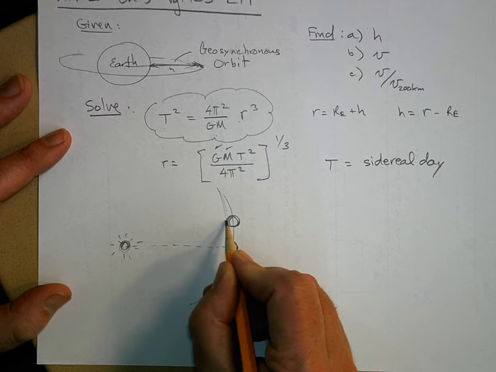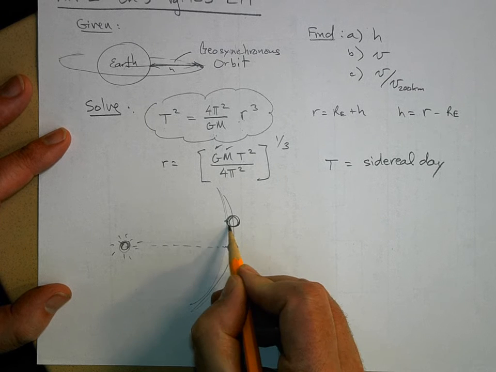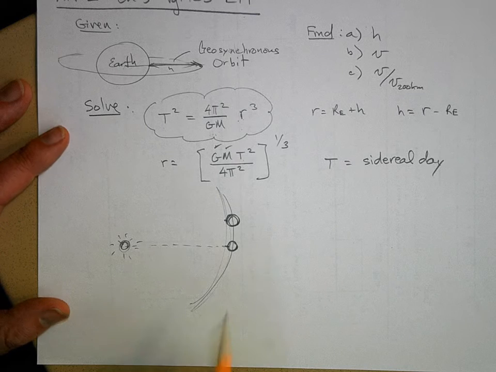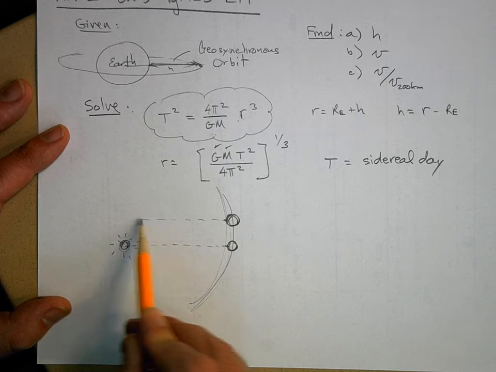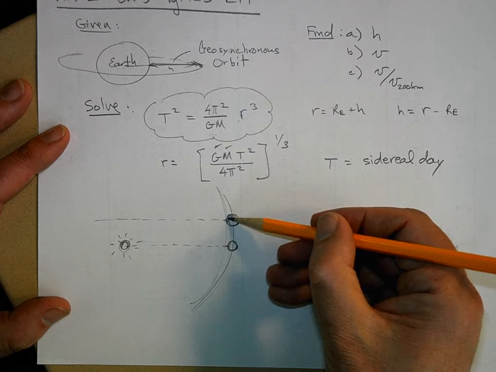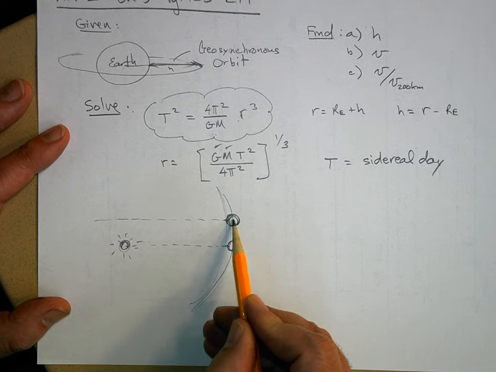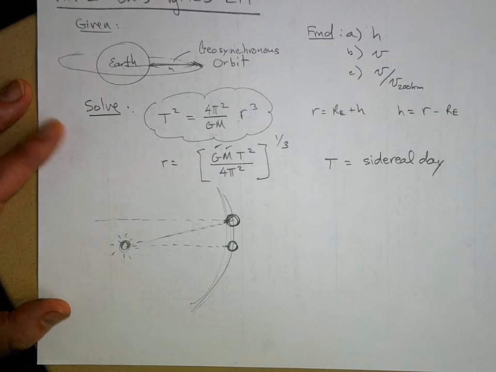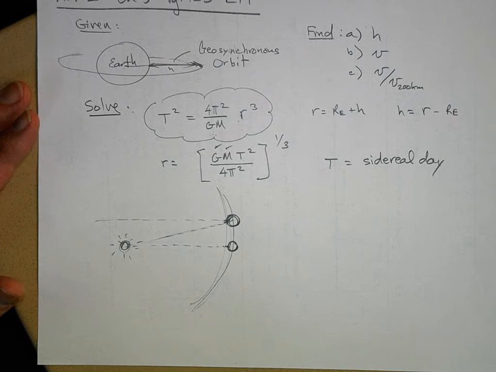Now, it's not quite that big, but I'm exaggerating so you can see it clearly. Well, you were right here, so you wait until the Earth turns 360 degrees and look straight up, and you miss the sun. You have to let the Earth rotate a little bit more before the sun is straight up in the sky. And that's a solar day. The solar day is the time it takes for the sun to be at its highest peak in the sky. That's a solar day, and that's 24 hours.